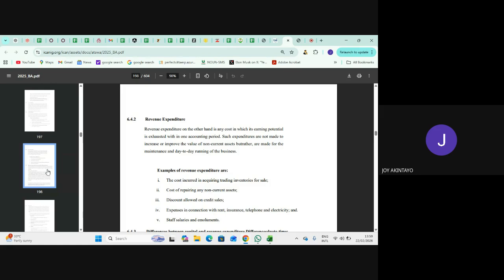So now let's look at revenue expenditure. Revenue expenditure, on the other hand, is any cost in which its potential is exhausted within one accounting period. That is, the earning capacity.